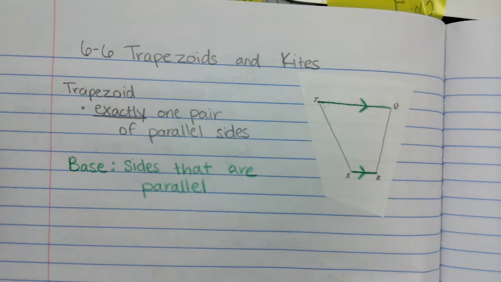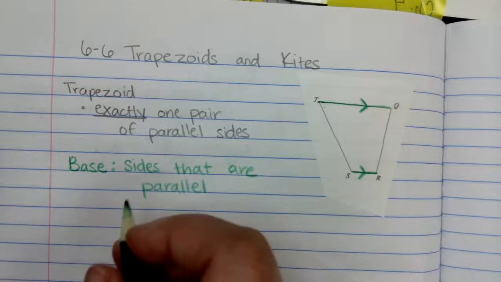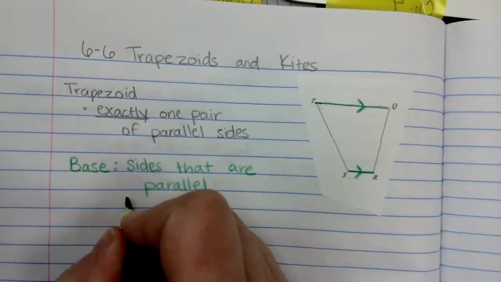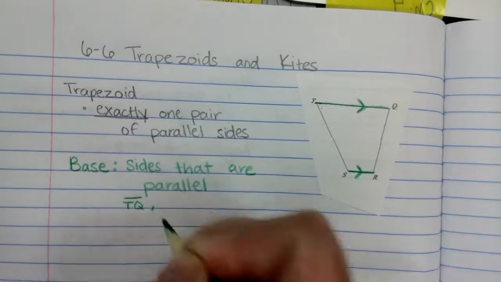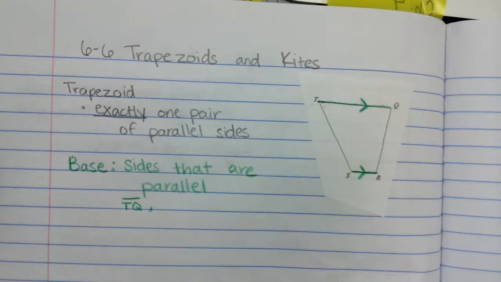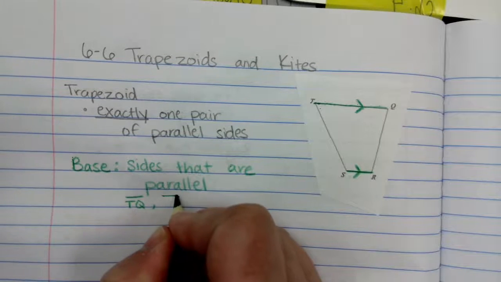So in our case, what is one of the bases? TQ or QT. Aw, I am a cutie, thanks. Or, what's the other base? SR.